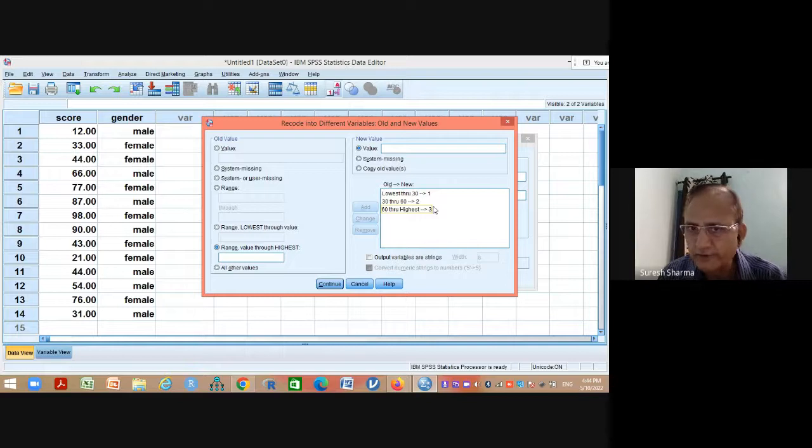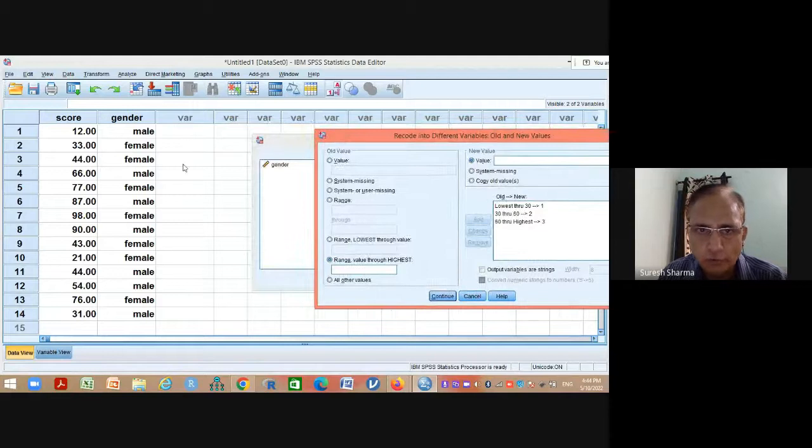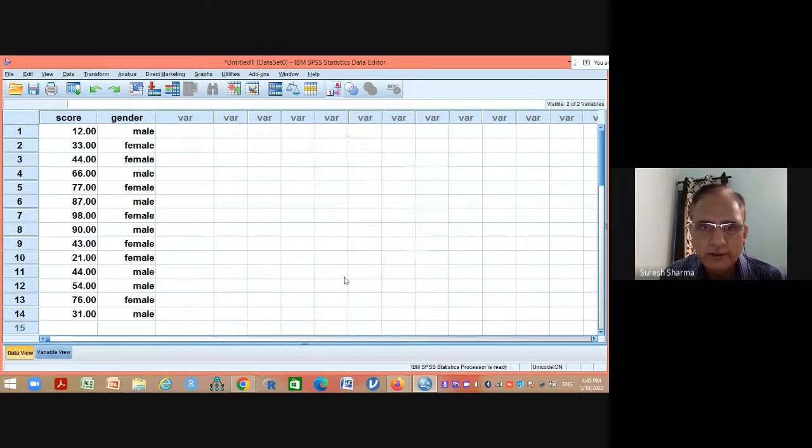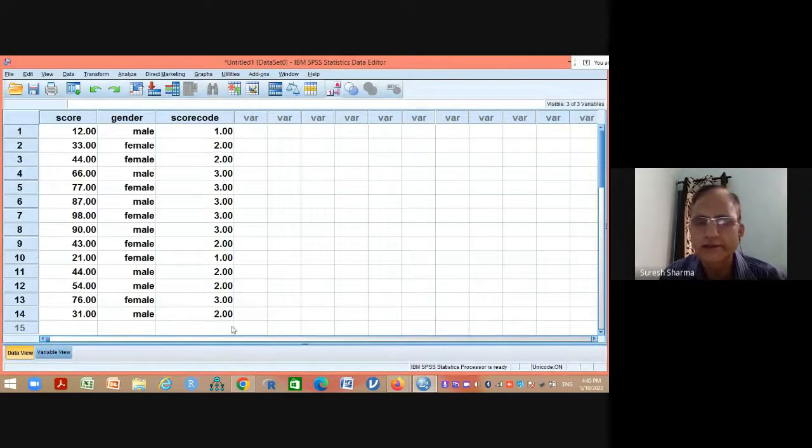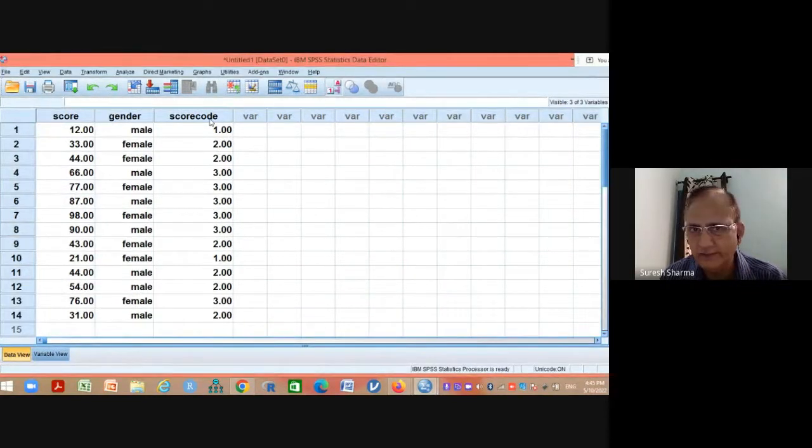So what SPSS will do is convert the entire data into 3 categories. The name we have already given, score code, will appear here, and it will convert this into 1, 2, and 3. So continue here. Okay, press OK. And now you will see the analysis. It is done: 1, 2, and 3. It has appeared next to the gender variable, in the vacant cell. Now you can see that 12 is less than or equal to 30. 33 belongs to 2, 30 to 60. 44 belongs to 2. 77 belongs to category number 3, greater than 60, and so on.